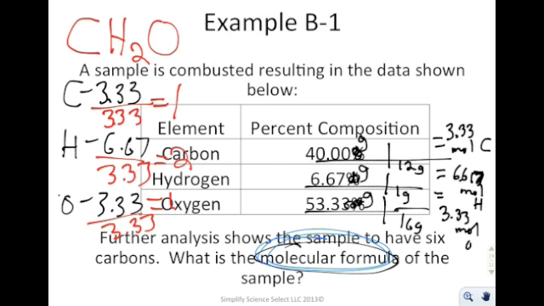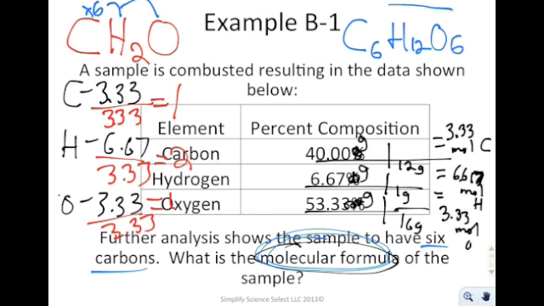But remember, I'm trying to solve for the molecular formula. In order to do that, I need another piece of information from somewhere. There's lots of places the information can come from. You can be given another data set, another test, something indicating how many carbons there are. In this case, it says that further analysis shows the sample to have 6 carbons. Well, if there are 6 carbons, you need to multiply carbon times 6, but you need to do that for each atom in the molecule. So this is actually C6H12O6, which you learned about in biology as glucose.